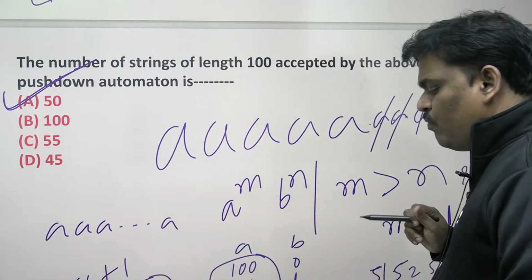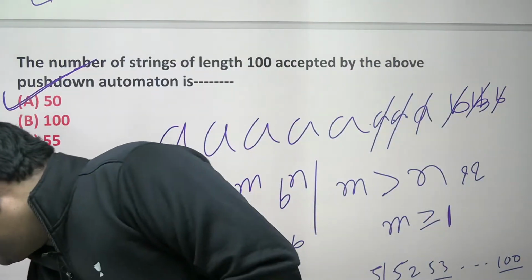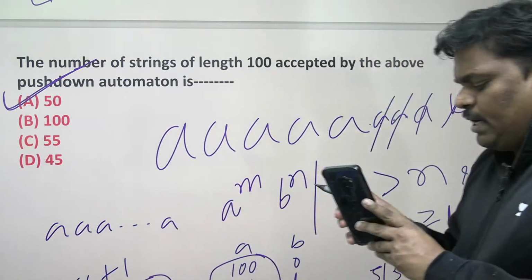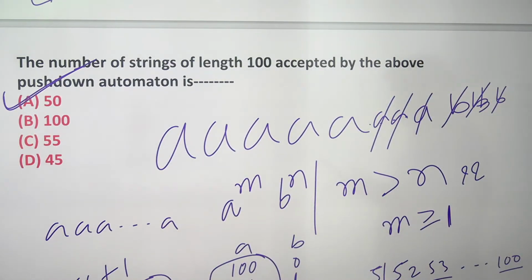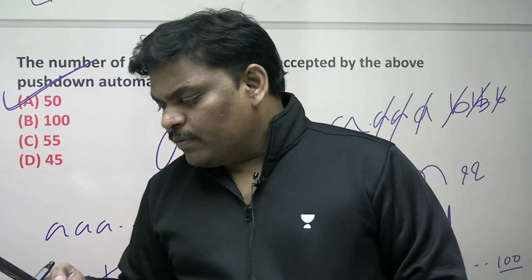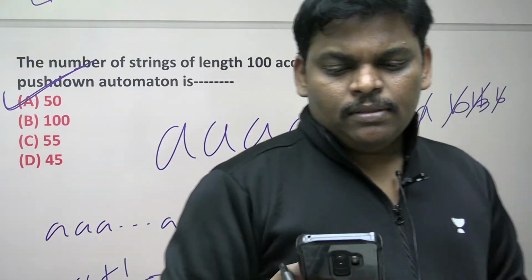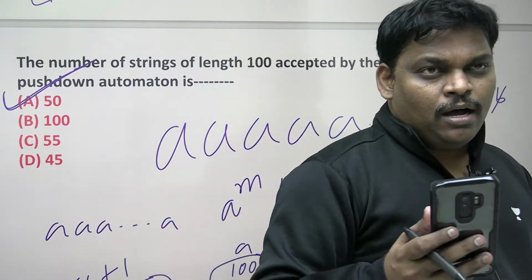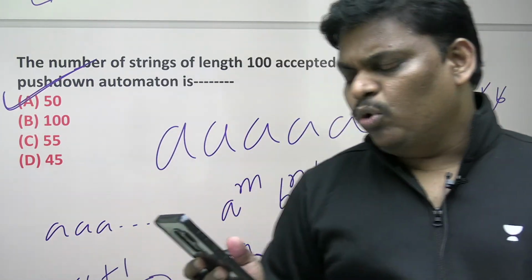If anything is wrong from my side, please take care. It is a nice question, a nice problem. The answer is 50. These kinds of things will come in the GATE exam: the number of strings of length 100 accepted by the above PDA.